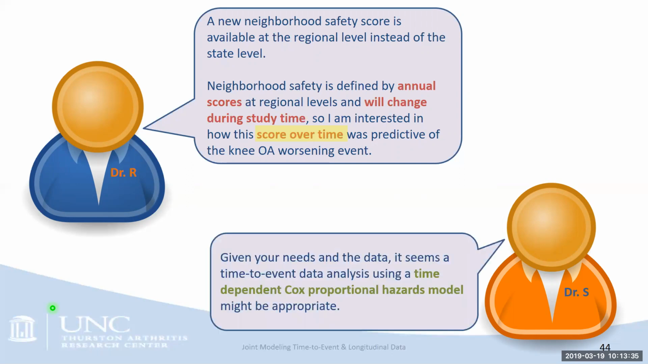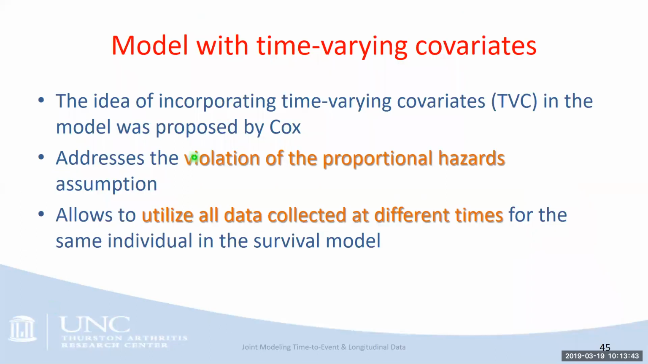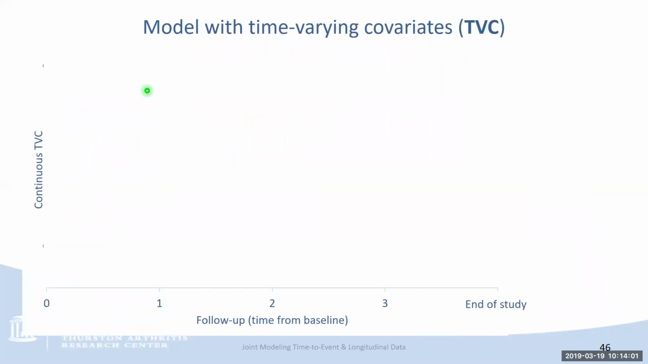So this might lead us to then use a time-dependent Cox proportional hazards model, this extended model. And when we are modeling with time-varying covariates, we can do two very important things. We can address the violation of the proportional hazards assumption, but we can also utilize all the data that's collected at different times for a specific time-varying covariate. And it might be useful if we look at this with this figure.